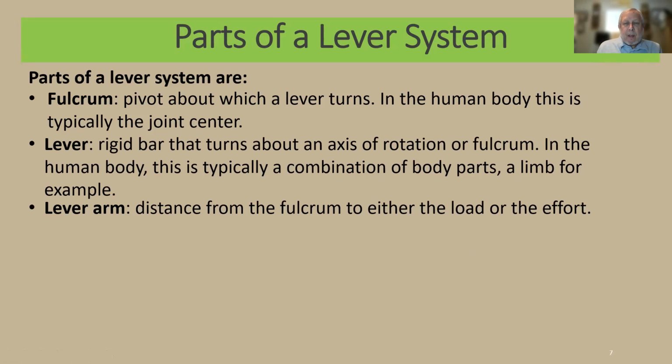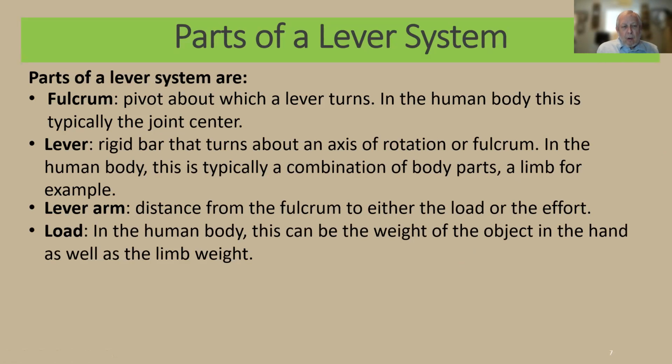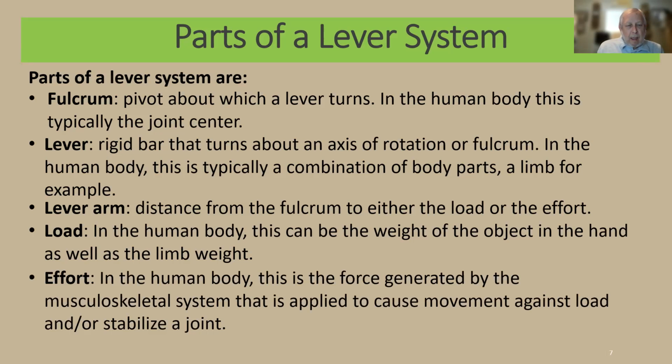One thing you're going to find out in levers is there's a lot of different terms for these. They're the same thing, the same science behind it, but there are different terminologies for some of these things. Load in the human body can be the weight of the object in the hand as well as the limb weight. Load is sometimes called resistance. Effort is sometimes called force. In the human body, this is the force generated by the musculoskeletal system that is applied to cause movement against load and or to stabilize a joint.